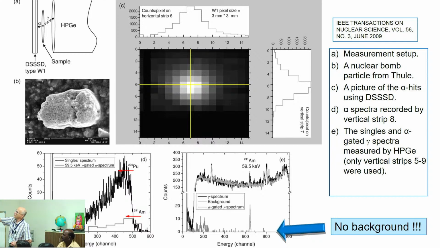So let's begin here. Picture A is a measurement setup. This is the gamma detector, and this is the alpha detector. The sample is located between these two detectors. In our example, it is a nuclear bomb particle from Thule. Do you know this Thule accident? This place is in Greenland, at the very north.